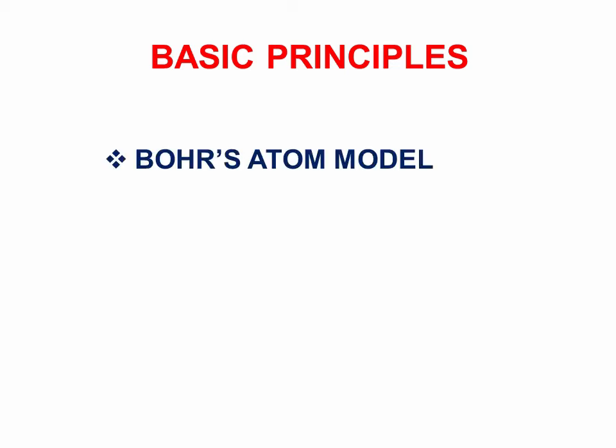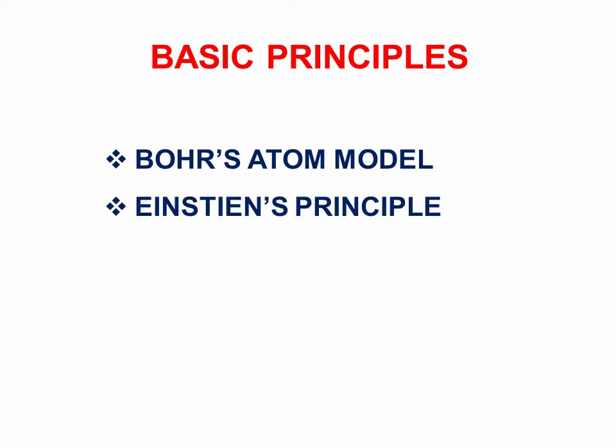In Bohr's atom model, the very important postulate is that when an electron jumps from a higher energy state to a lower energy state, it emits a photon. In Einstein's principle, there are three processes. Absorption is nothing but electron transition from ground state to excited state after absorbing energy. Spontaneous emission is nothing but electron transition from excited state to ground state without triggering. Stimulated emission is a process in which the electron transits from excited state to ground state with triggering.